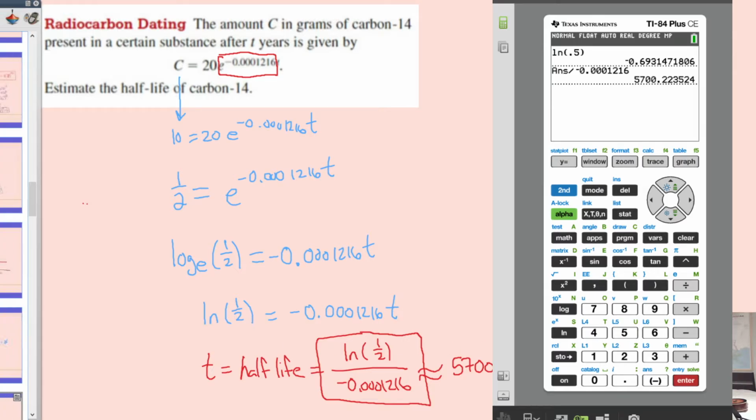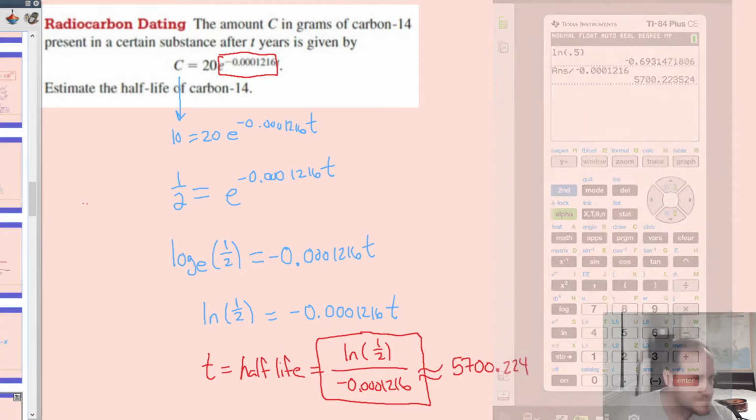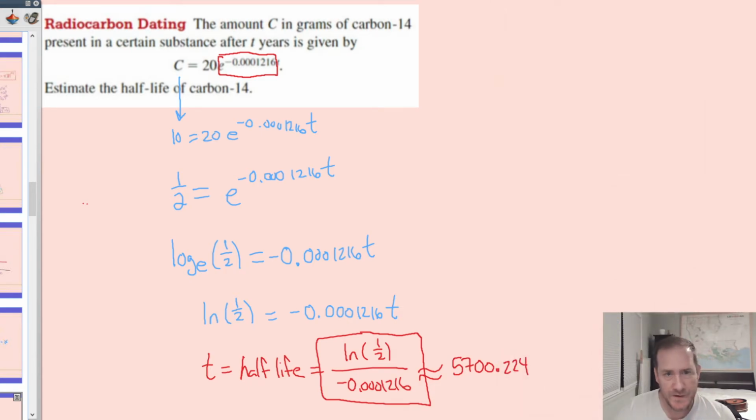Okay, let me turn this calculator back off. And we know that because our t variable is defined to be years, we know that these are years. Again, you'll give me this expression. You don't have to give me this decimal. So there, moving on.